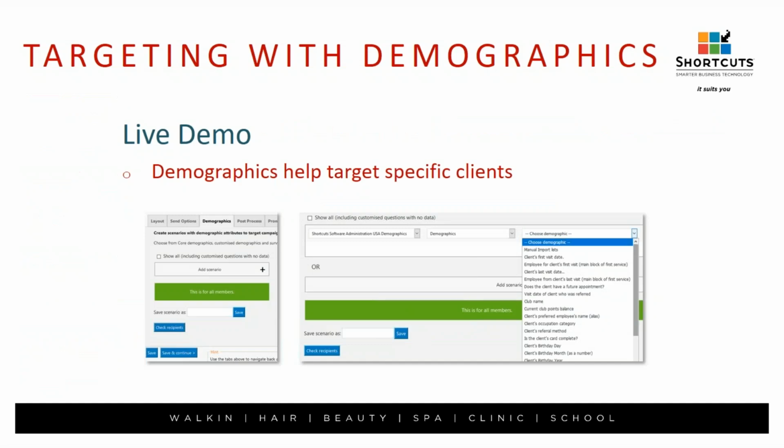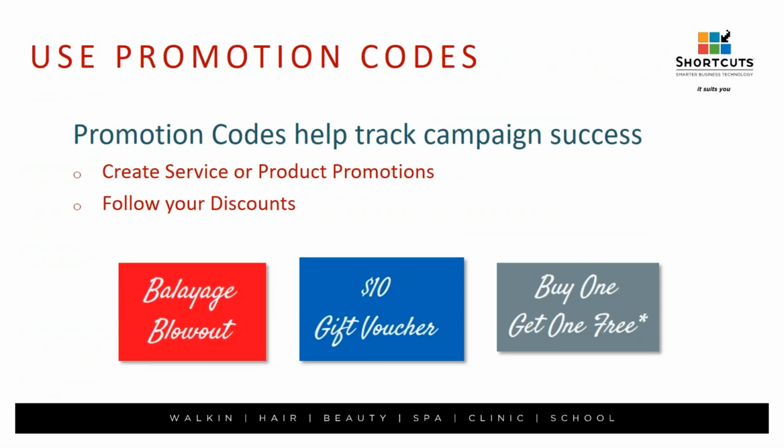So now that you know how to reach certain customers, now that you know that you can use templates and you can modify templates for specific monthly or seasonal events, how are you going to reward customers? And more important, how are you going to track this information? This is where you want to use promotion codes. So a promotion code is something that's unique in GCast. This is what allows you to track your campaign success. So you can create a promotion code that's good for a product, that's good for a service, and it allows you to follow your discounts in Shortcuts.